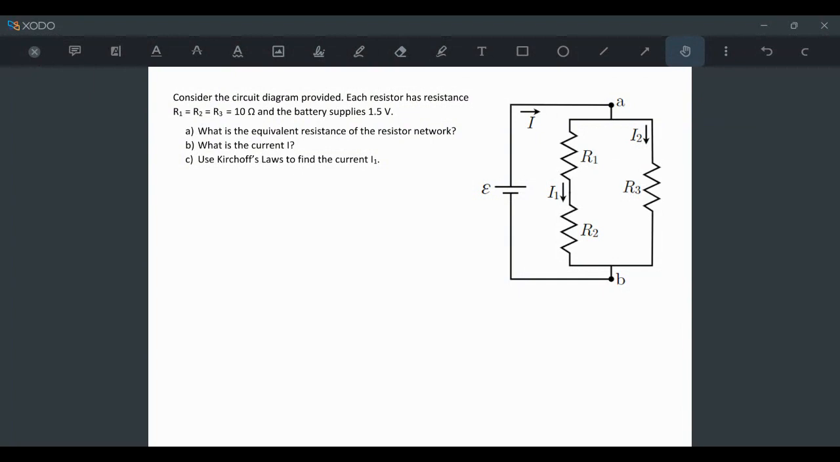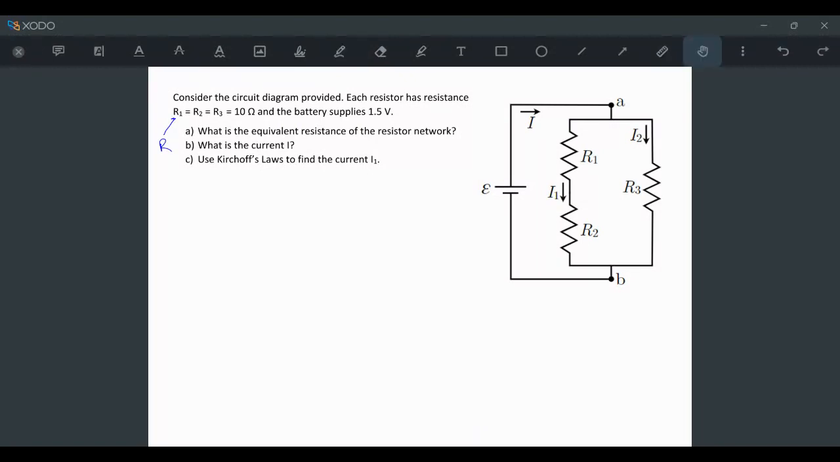They're labeled as R1, 2, and 3, but probably to make things easier, I'm just going to give each one of them a generic variable R, just to simplify things, because they are all the same. And we're told that the battery is supplying 1.5 volts. So that's this variable here, this epsilon.